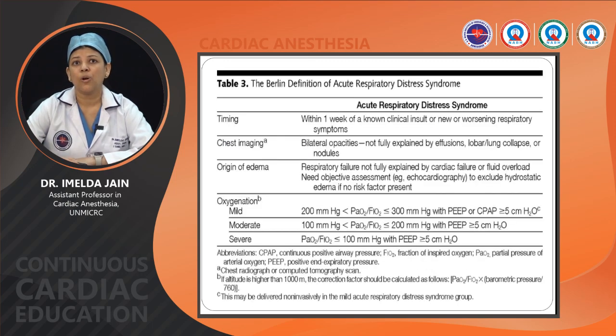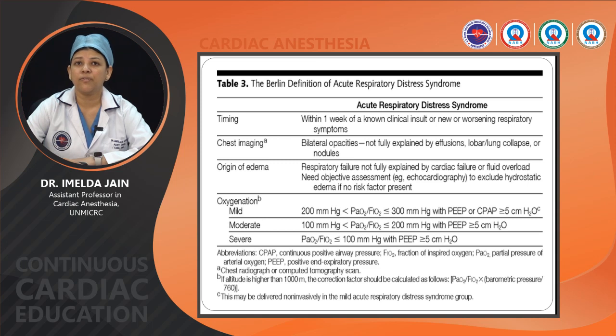According to the Berlin definition of acute respiratory distress syndrome, the timing of symptoms should be within 1 week of a known clinical insult or new or worsening respiratory symptoms. The chest imaging should show bilateral opacities which are not fully explained by effusions, lobar or lung collapse or any lung nodules. The origin of edema or the symptoms of respiratory failure should not be fully explained by cardiac failure or fluid overload, and this needs an objective assessment either by echocardiography or by measuring the pulmonary capillary wedge pressures, which should be less than 18 millimeters of mercury.